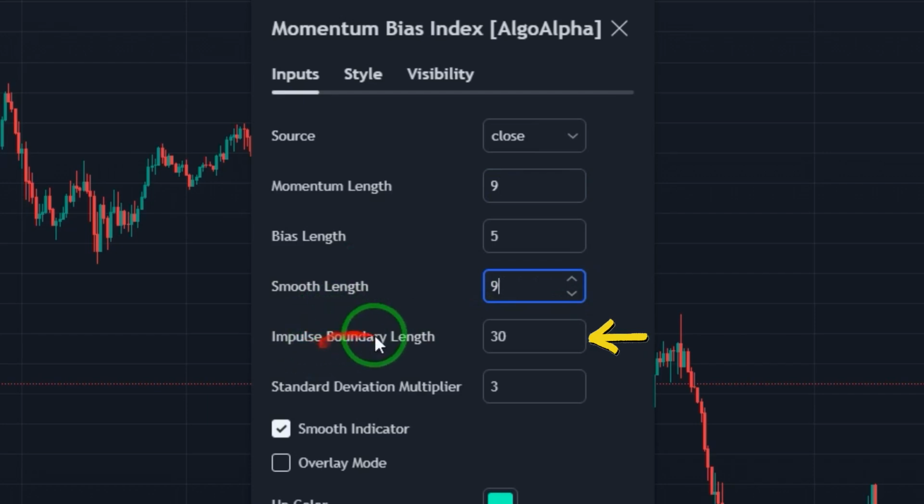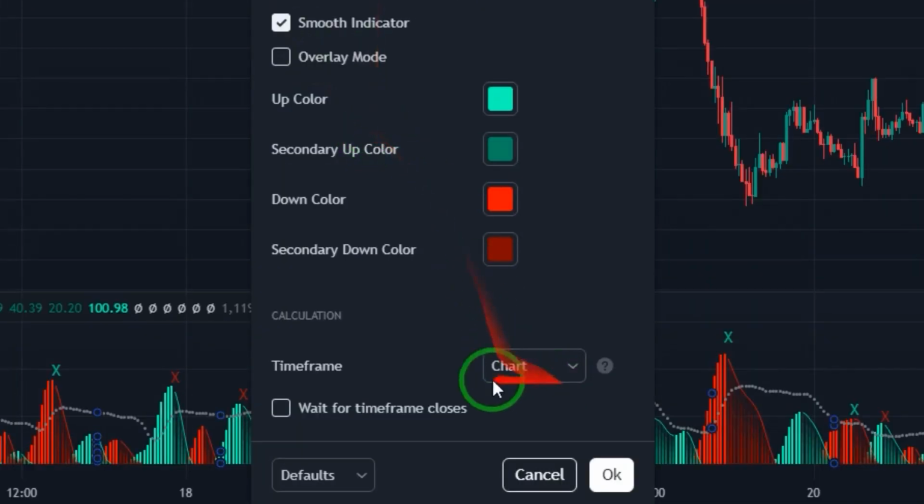Set impulse boundary to 27, and standard deviation multiplier to 3. Enable the smooth option and turn off overlay mode. Ensure that time frame is set to chart.